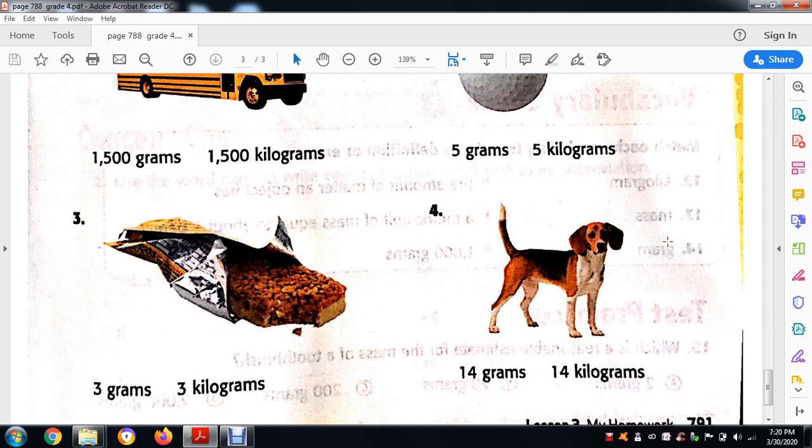Number 3, it is a chocolate, 3 grams, 3 kilograms. You have to circle the correct answer for this one. Number 4, a dog. Two options are given. First option is 14 grams. Second option is 14 kilograms. You have to circle what is the best possible.